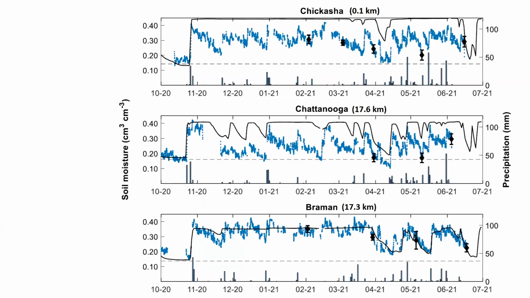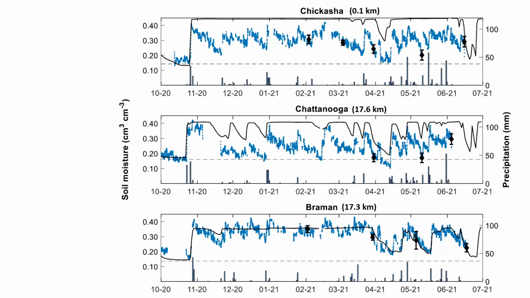And here are the time series from these three sites. What you're seeing, the blue dots, are the soil moisture estimates from the cosmic ray neutron sensing, the CRONOS station. You see some black diamonds with error bars. Those are the actual soil sampling in the field around the station. And then there's a dashed horizontal line that indicates the permanent wilting point, which we measured for that soil, for that field.